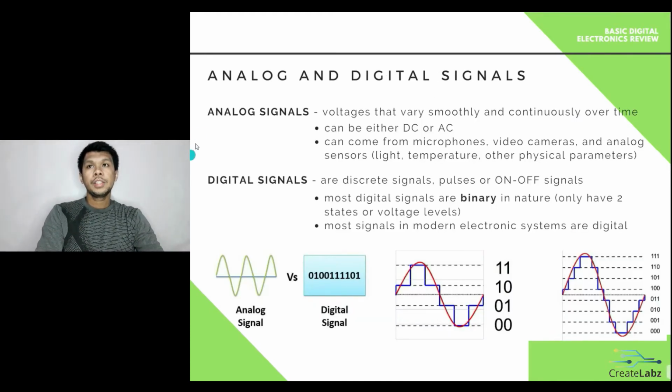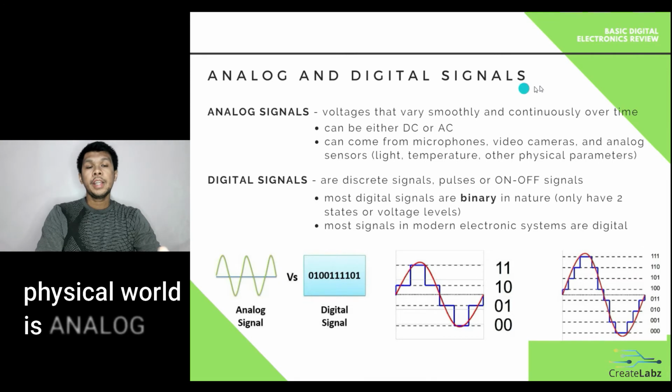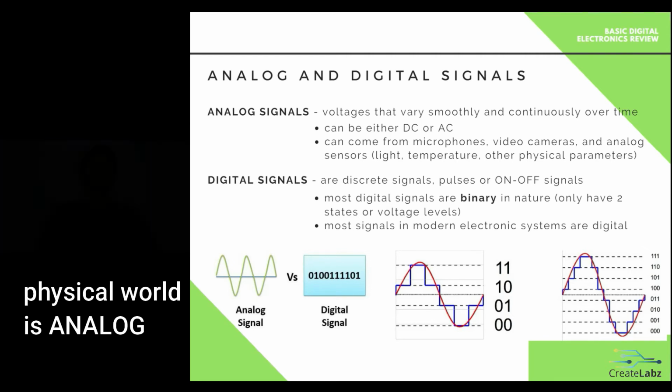What are analog signals and what are digital signals? Our physical world is actually analog in nature. Our body has many sensors that detect those analog signals from the physical world. For example, our eyes are our sensor for light. Our nose, our sensor for smell. Our tongue, our sensor for taste. Our ears, sensor for sound. And our skin, our sensor for touch.